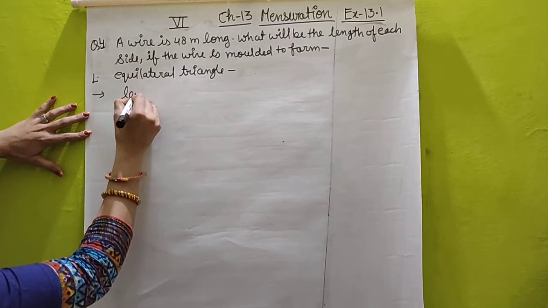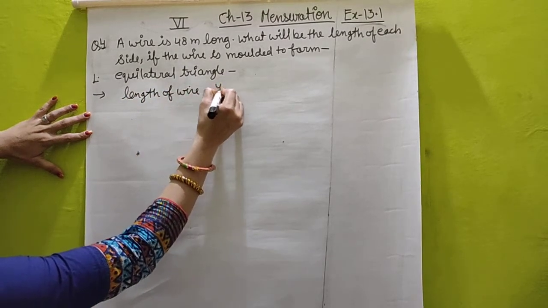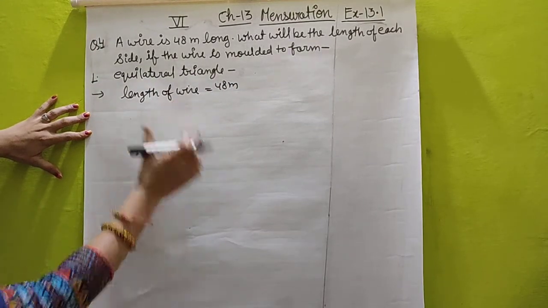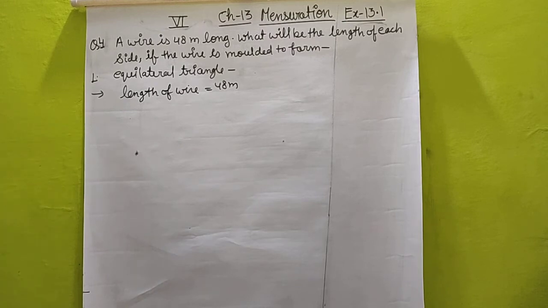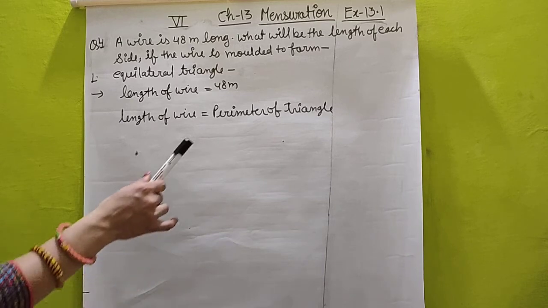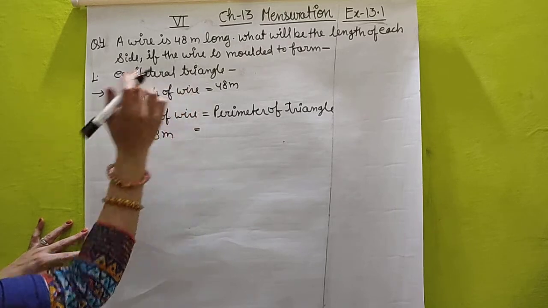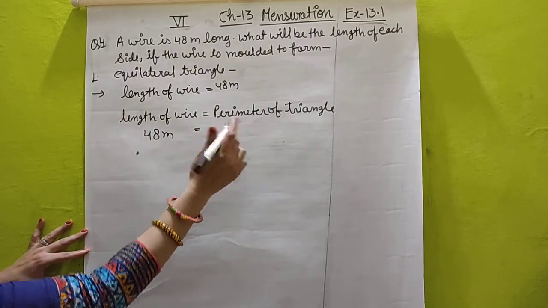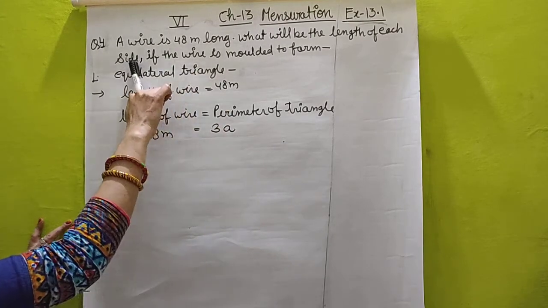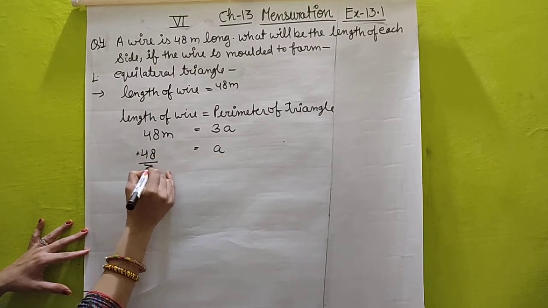So here the length of wire is equal to 48 meter, as given. Now students, the length of the wire is equal to the perimeter of the triangle. Length of wire is 48 meter. Perimeter of an equilateral triangle, as you know, is side plus side plus side, or you can write 3 multiply by side. Now we are to find the value of each side. It means we are to find the value of A, students. So what we will do, 48 divided by 3.